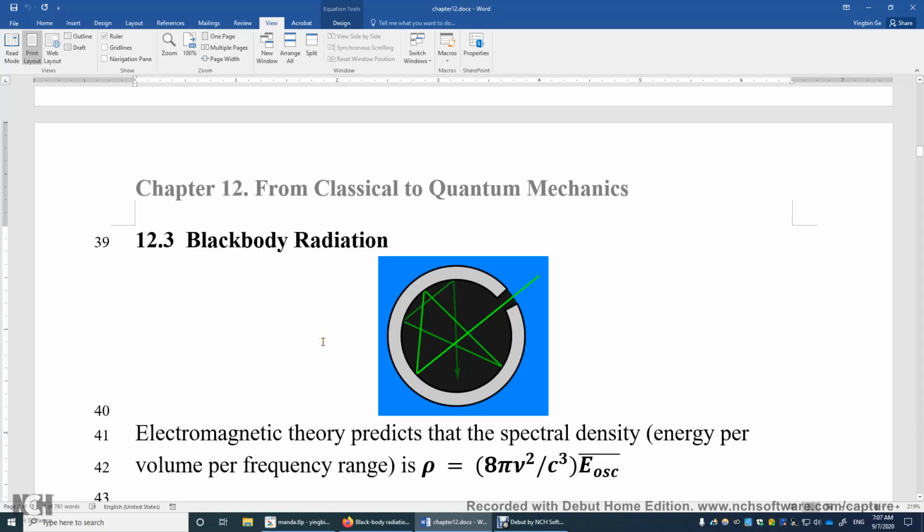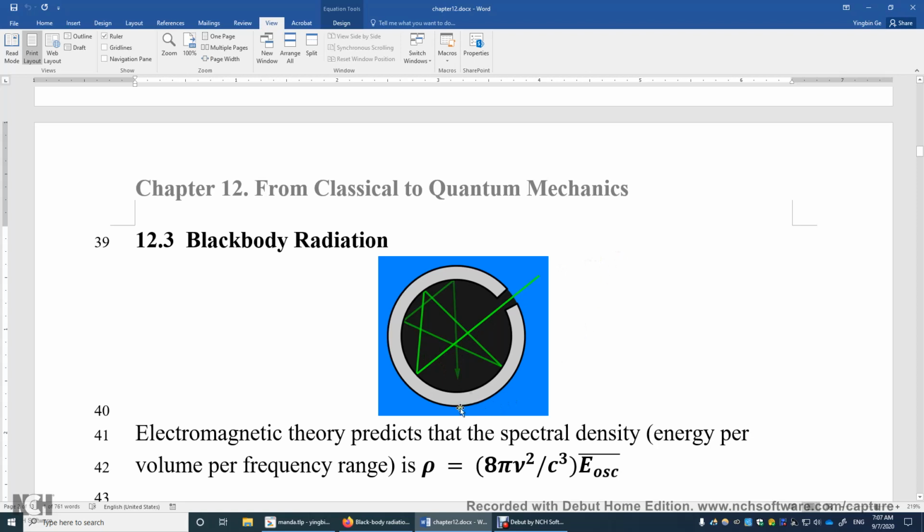Section 12.3, Blackbody Radiation. You are looking at a black body. A beam of light can get into this cavity through this very small hole, and then it bounces around and is gradually absorbed by the surface of the cavity. It can never escape out of this cavity because this hole is really small. So we can intentionally shed a light into the cavity, but the light can never get out.